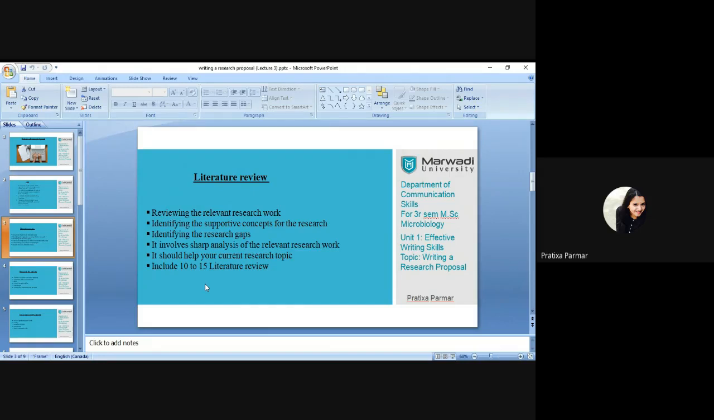Okay, so make sure you refer to at least 10 to 15 related research works in your research proposal. Now the question is this: I think the how part is clear, how you should be able to do the literature review. Once again, I would like to repeat here, and then we'll move towards the what part, why it is necessary and how you should do that.